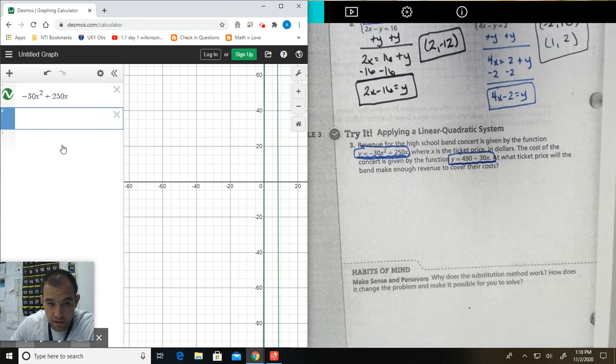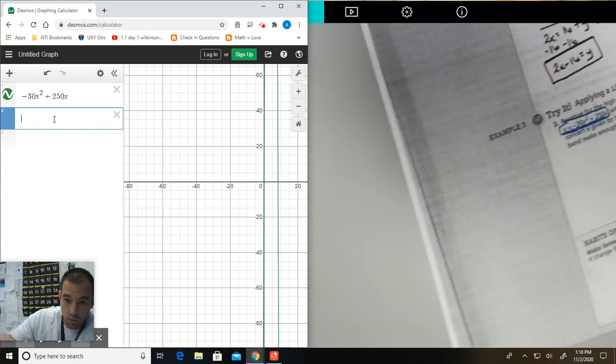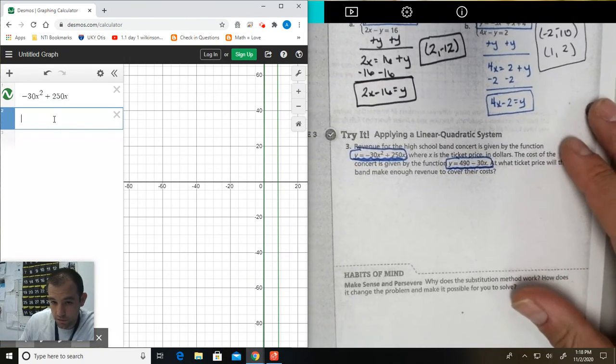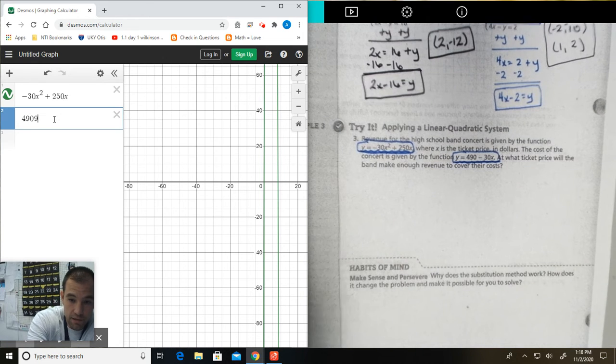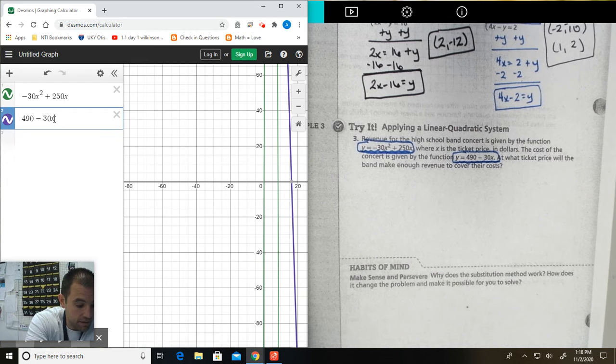Now I'm going to type in the second one, which is 400. Whoa, I just hit my camera. 490x. 490 minus 30x.